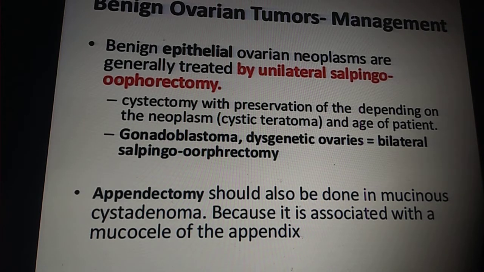Then gonadoblastoma usually occurs in dysgenetic ovaries, so they would require bilateral salpingo-oophorectomy. And appendicectomy should also be considered in mucinous cystadenoma because it is generally associated with mucocele of the appendix. So if it is a mucinous cystadenoma, usually we recommend an appendectomy also.